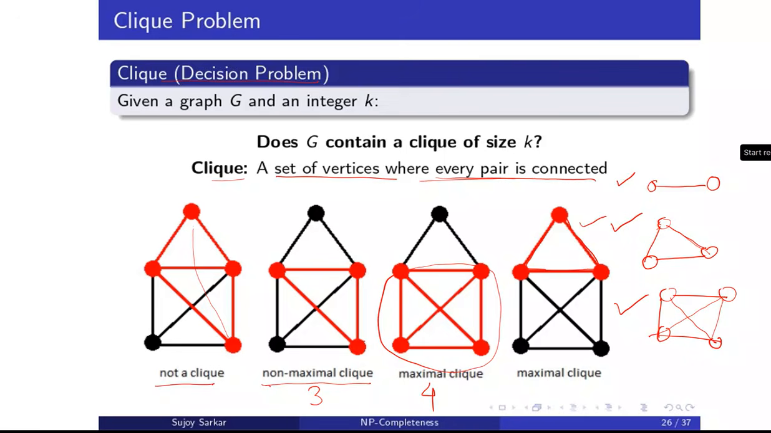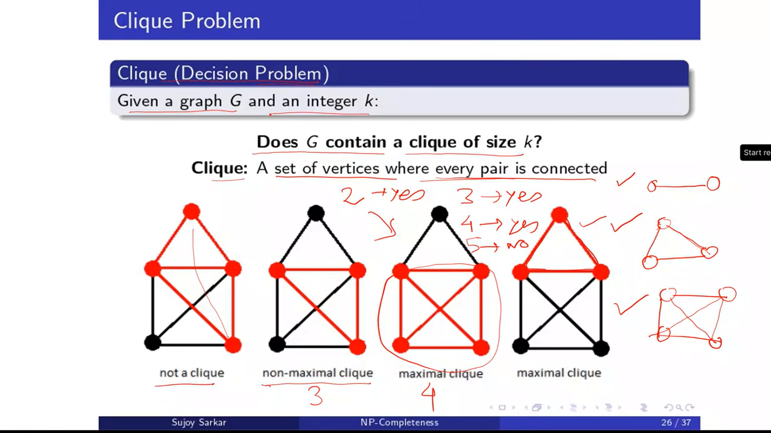Right? Fine. So in the decision version of the problem, we ask: given a graph G and an integer K, does G contain a clique of size K? So we can ask, does this graph contain a clique of size 2? Yes. A clique of size 3? Yes. A clique of size 4? Yes. So that is the question we ask. If we ask 5, no, it does not contain a clique of size 5.